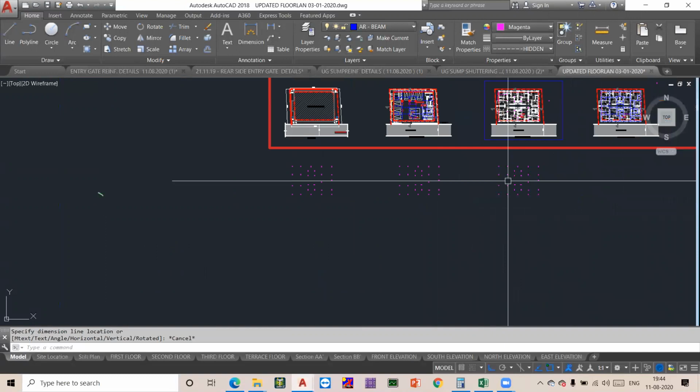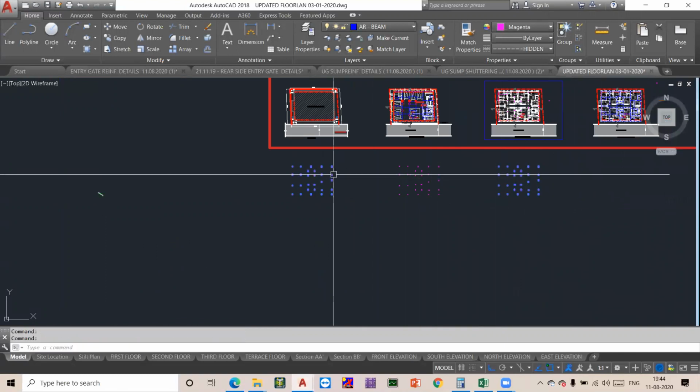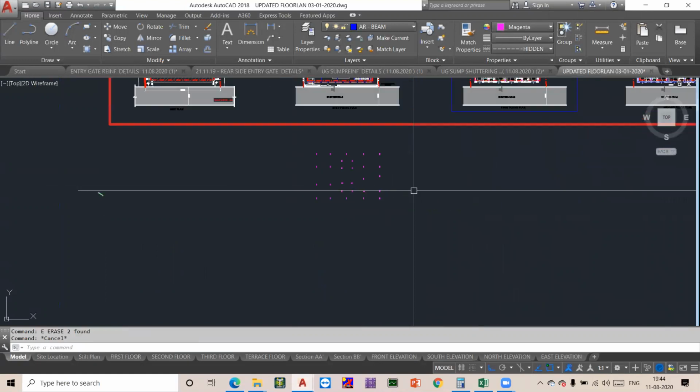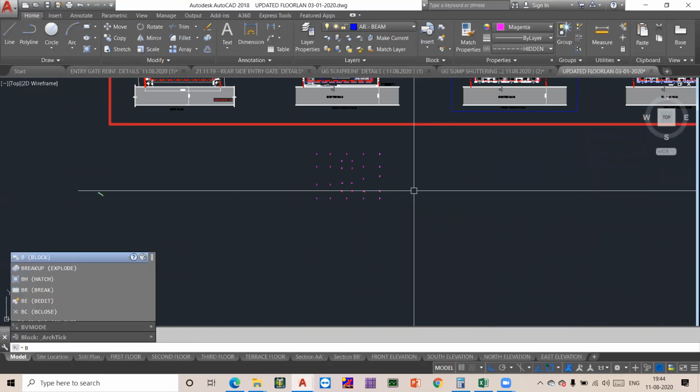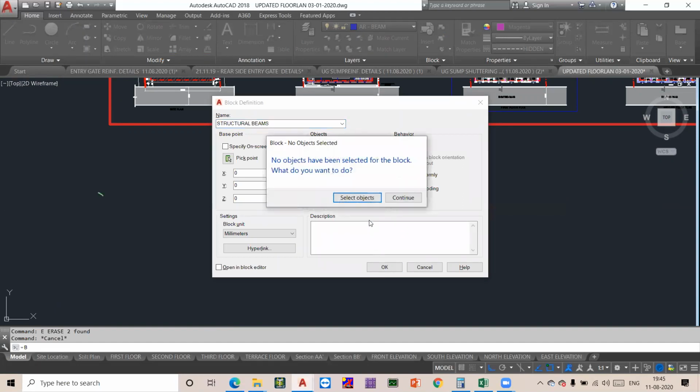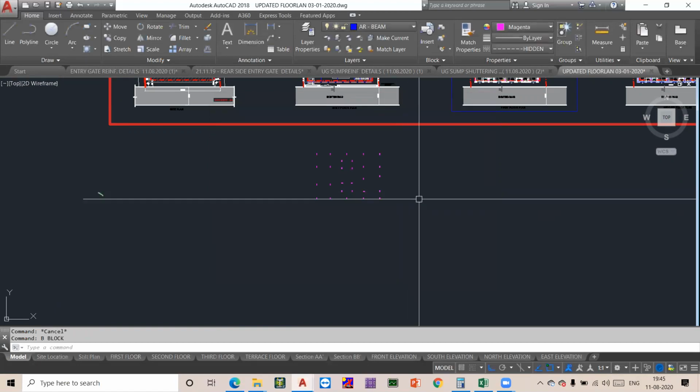So now I will retain only these columns, and I am defining one more block. Defining a block is done with command B for block. I am defining one more block called structural beams. Since I haven't selected any objects, it gives a warning saying no objects have been selected. What do you want to do? Continue.